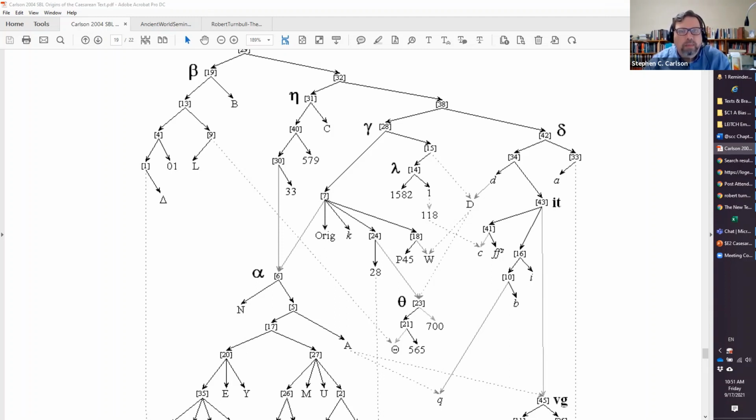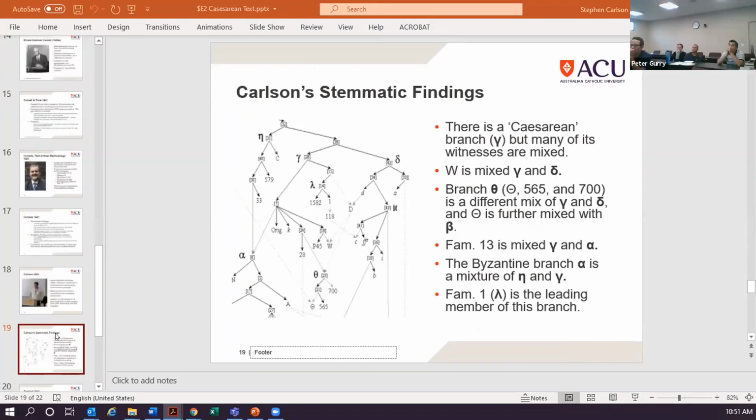Now, let me see. I'm going to go back to this screen here. All right, so are we back to, yep, there. So I'm going to restate these findings here. There is a Caesarean branch, so you could kind of talk about a Caesarean text, but many of its witnesses are mixed. W in particular is mixed Caesarean and Western. There is a branch, Theta, and it's a different mixture. And then Theta itself is further mixed. Family 13 is mixed, and the Byzantine branch is a mixture of that.